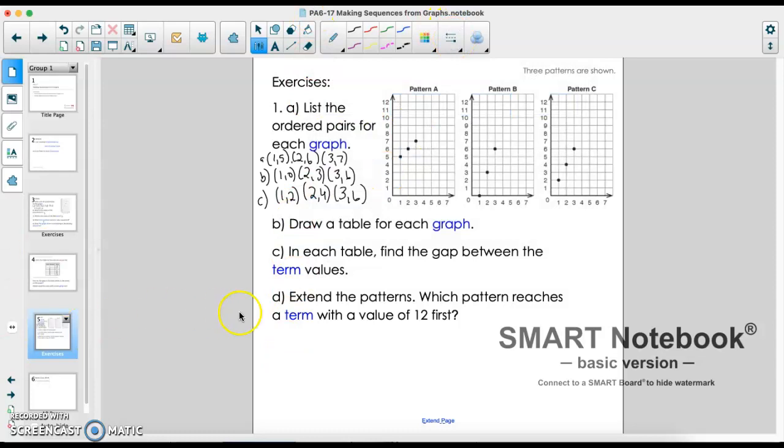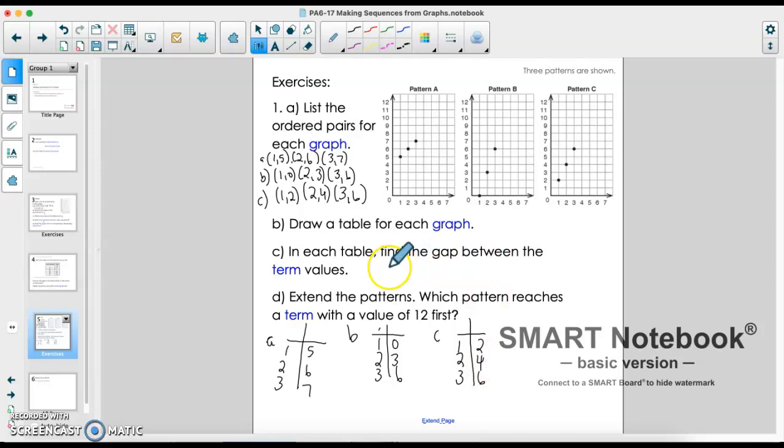Okay, so again, for A, I have 1, 2, 3. Those are my term numbers. And then my values go 5, 6, 7. And then for B, again, it looks like a T-chart. I have 1, 2, 3, and I have 0, 3, and 6. And then in C, again a T-chart, 1, 2, 3, and then it goes 2, 4, and 6.